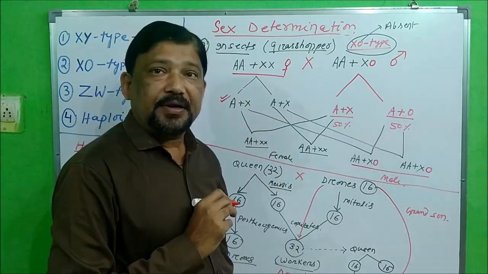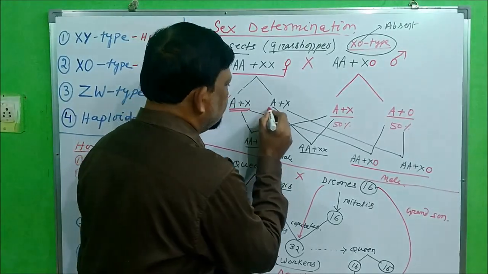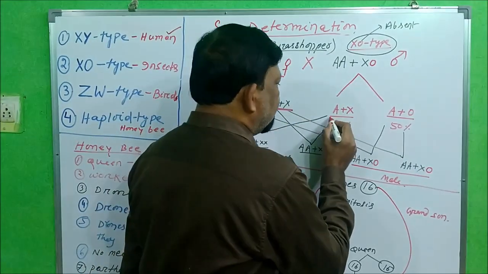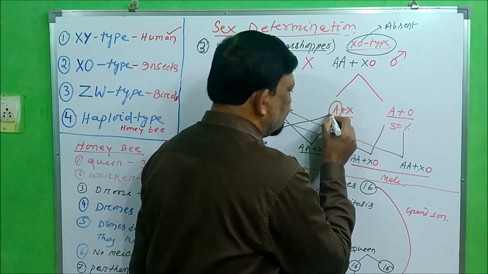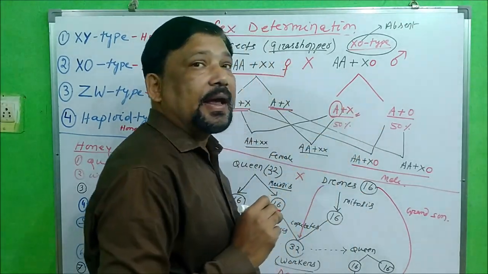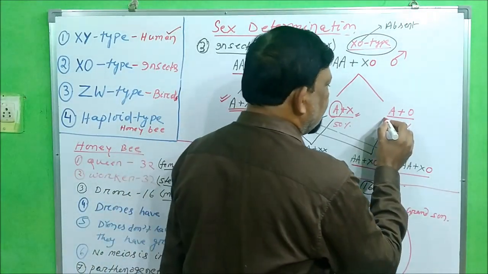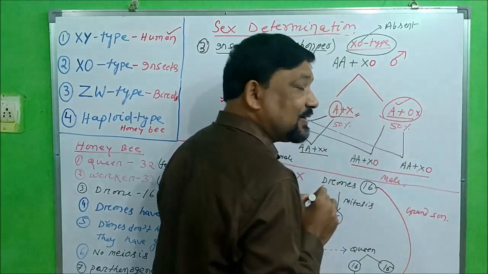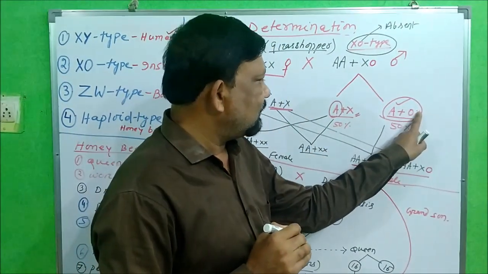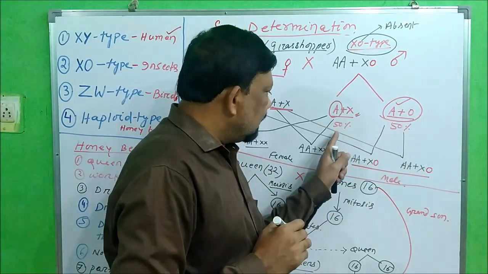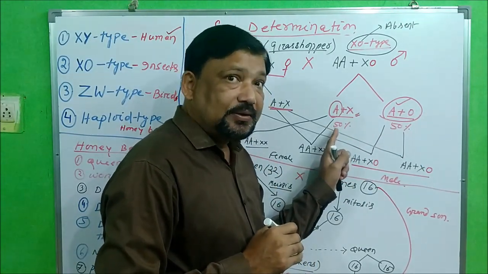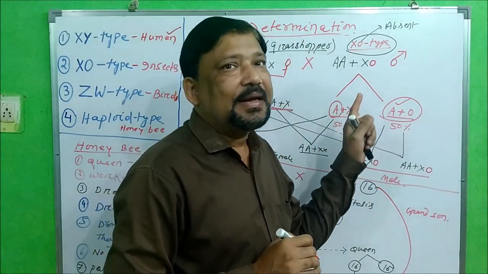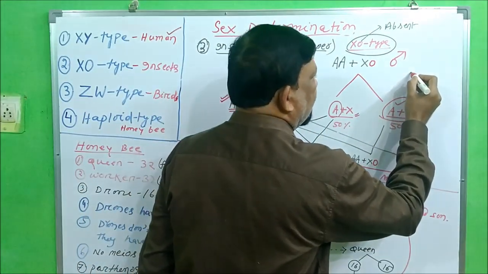The female produces gametes, and these gametes are of the same type. Clear? And the male produces one gamete where autosomes are there plus one X chromosome, and in another type of sperm only autosomes are there, whereas the X chromosome is absent. Got my point? So, two types of sperms. In 50% of sperm, there is the extra X, and in the other 50% of sperm, that extra X is absent.